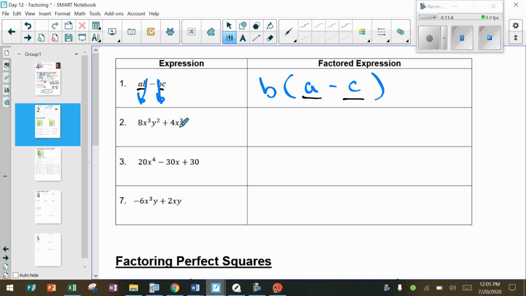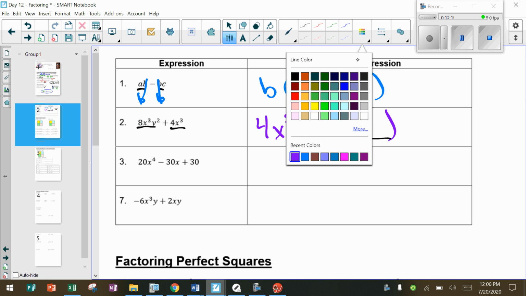8 and 4 have a GCF of 4. You can either get that from your calculator or just using your number sense. Both terms have an x cubed, so that's included in my GCF. The first term has a y squared, but the second term does not. So that's it for my greatest common factor, because there's no y term in common with both terms. There were two terms in my original expression, so I will have two parts inside the parentheses.